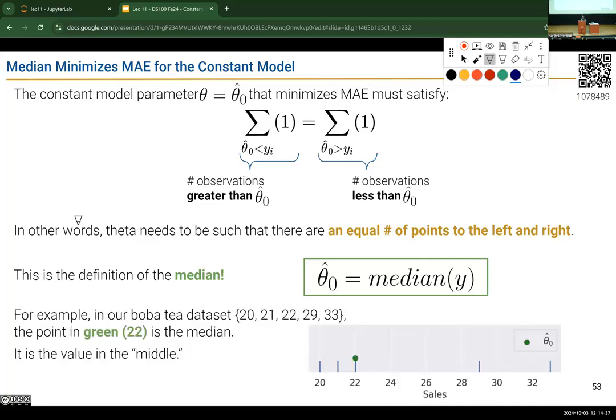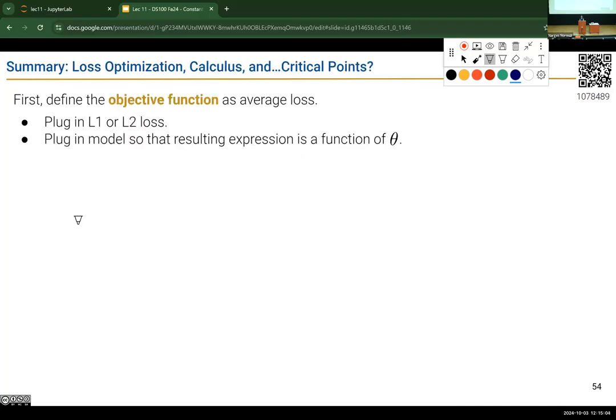And if we plot it on the boba tea example, that's now going to be equal to 22. So again, this is an example that, depending on your objective function and how you want to penalize mispredictions, you can get literally any possible value, right? In this case, we used MAE, or absolute loss, or L1 loss, and then we arrived at 22. In the previous case, we had MSE, and we arrived at the mean of the distribution.